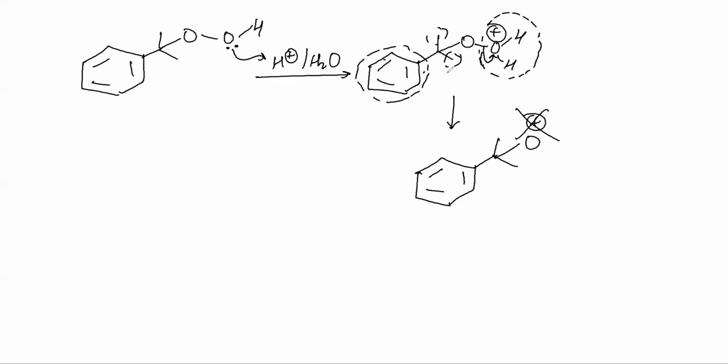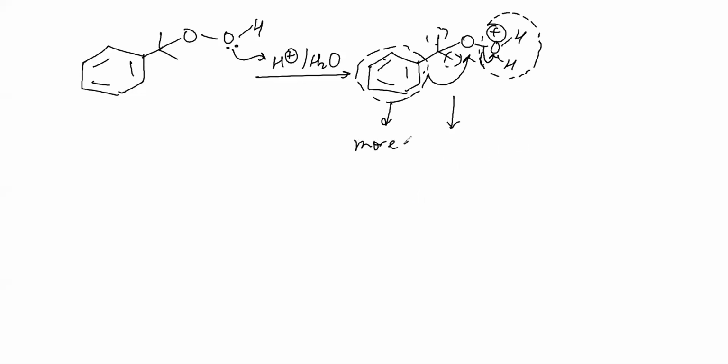Less electron dense or more electron dense? Which one will move? The more electron dense one will move, because oxygen requires electrons here. So the more electron dense group will migrate here. Why is it migrating? Because it is more electron rich.